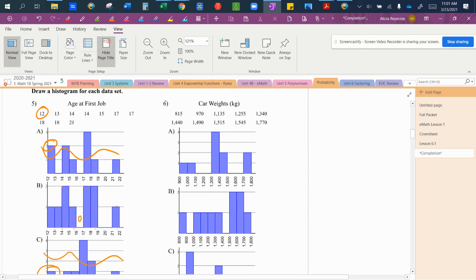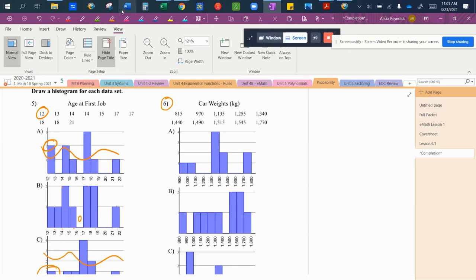So for these ones, 6 is a little bit trickier, but I feel like we should be able to figure it out just because the bar graphs are a little bit easier to read. And we'll go over 7 through 10 on Thursday.